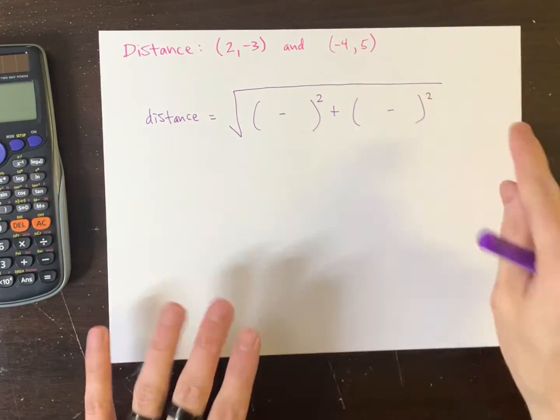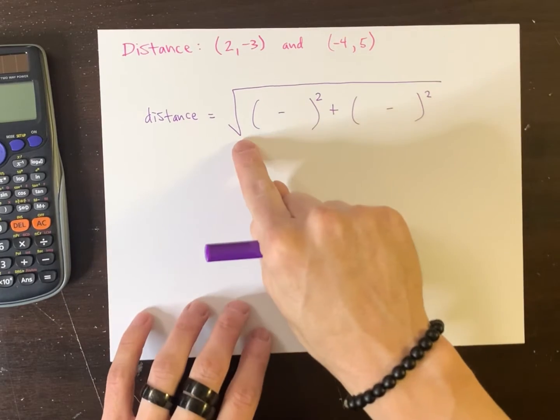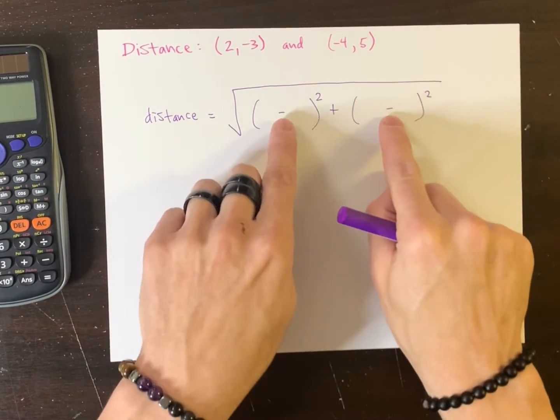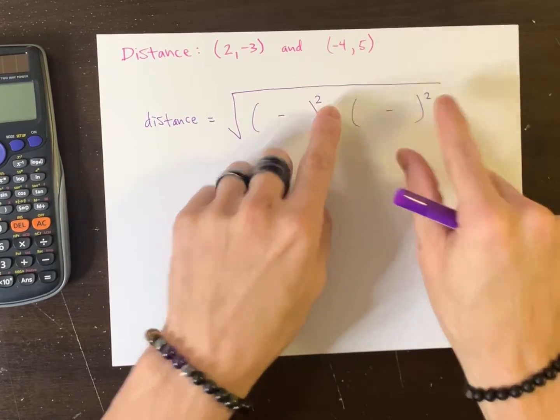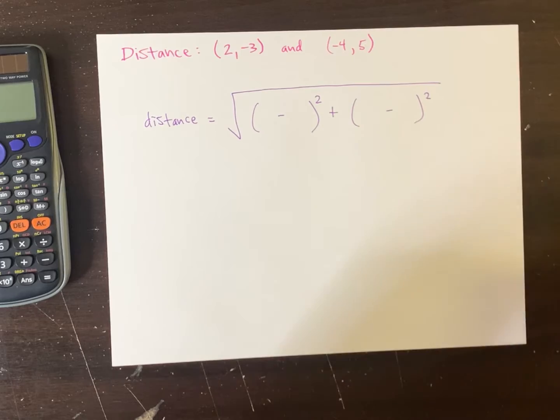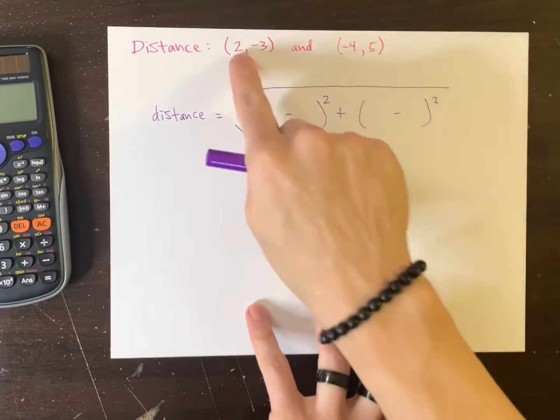Always draw this exactly as you see it. A square root, and then parentheses with the plus in between, minuses inside, squared. Always set it up like that. Now, here's how this works. They give you 2 points.